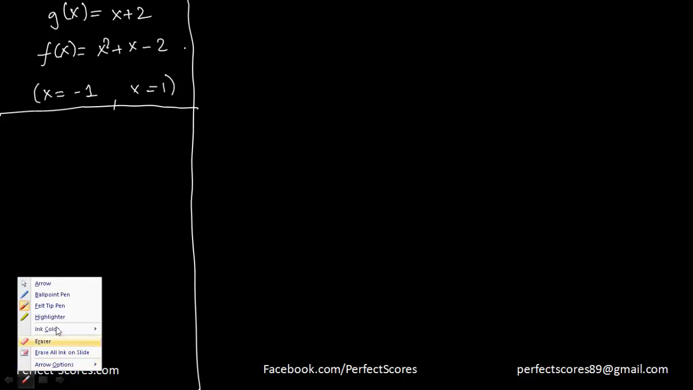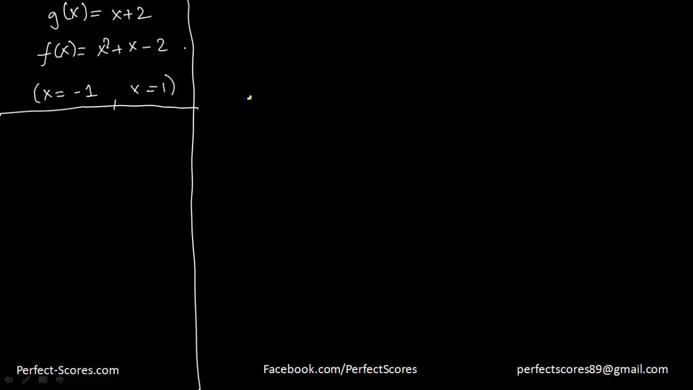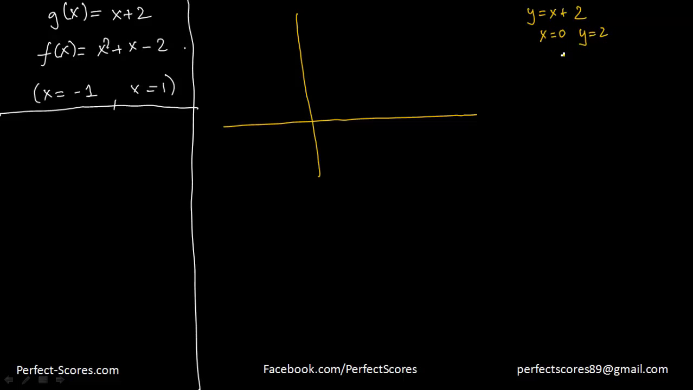First of all, I have to sketch the graph. Either you can sketch the graph using your calculator, or we can sketch it like this. First I sketch g of x, that is x plus 2. As you can see, y is equal to x plus 2. When x is 0, y is 2. And when y is 0, x is negative 2. So this is 2, and this is negative 2. So this is your g of x.